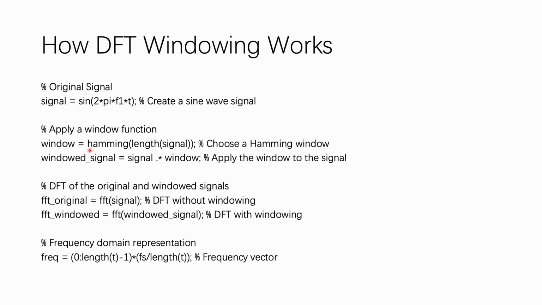Notice the Hanning function. This is where we define our window. The windowing is executed by element-wise multiplication of the signal with the window, which is shown in the code as windowed_signal equals signal times window.